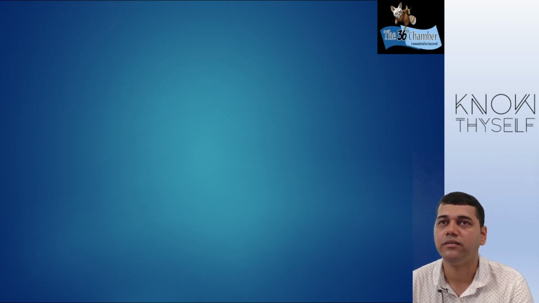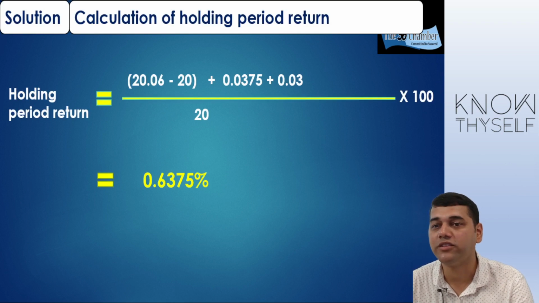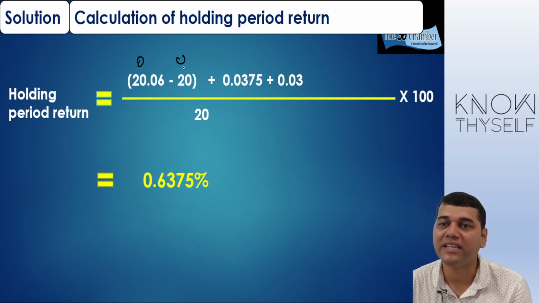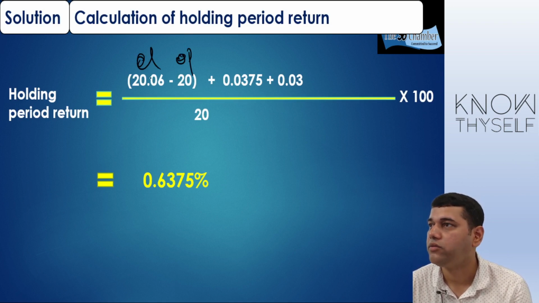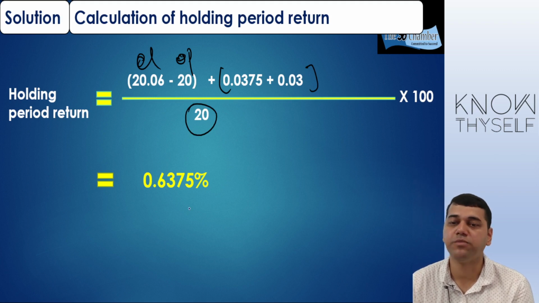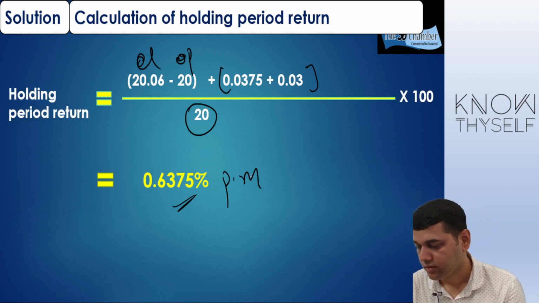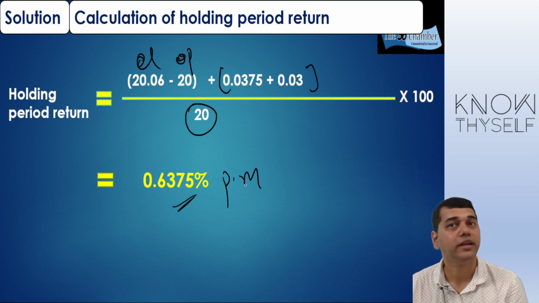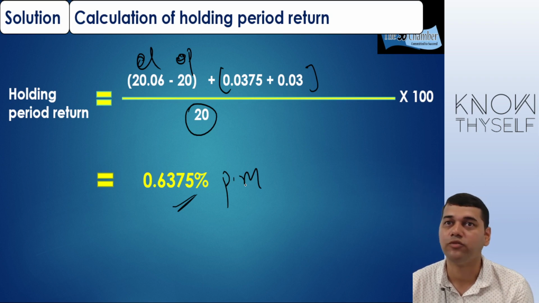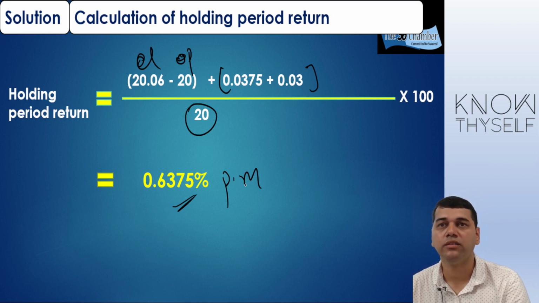Yes, 20. This is your holding period monthly return, because this is for 1 month. This was the opening period and this is the closing of the month. Closing NAV is 20.6. This is opening NAV plus the distributed dividend and the distributed capital gain. Holding period return, HPR, is 6.37 per month. Follow? Now, on the website and elsewhere, you will get holding period return and all. You understand where those things are coming from. Okay, done. I'll move further.